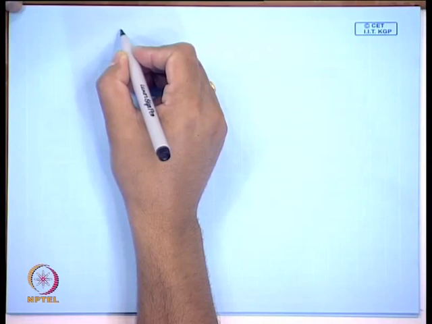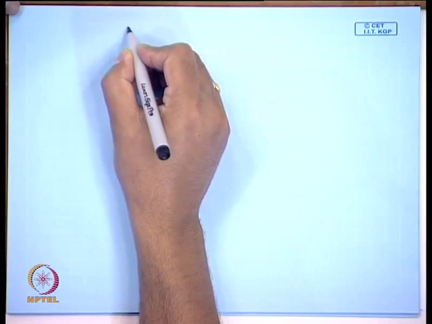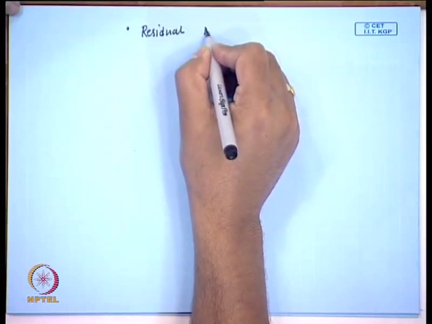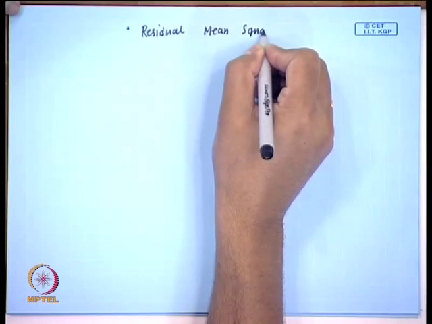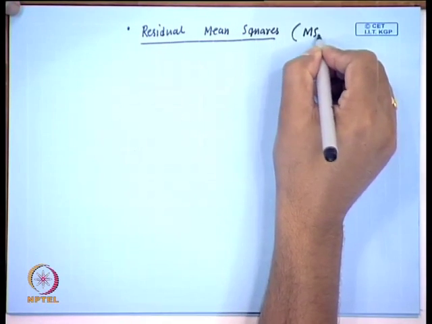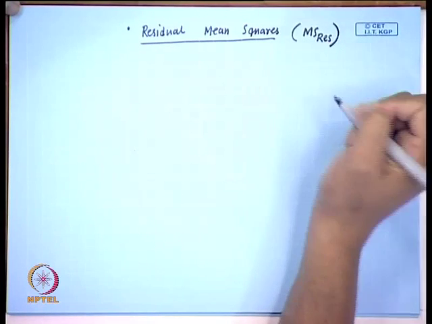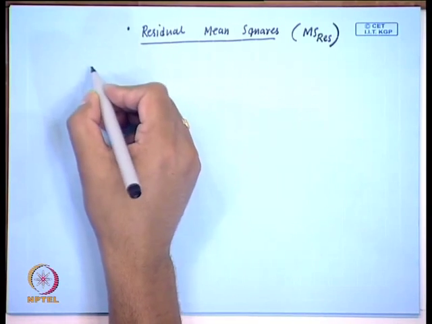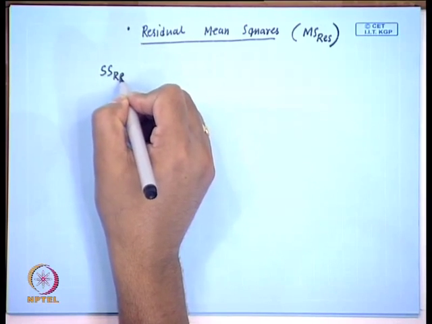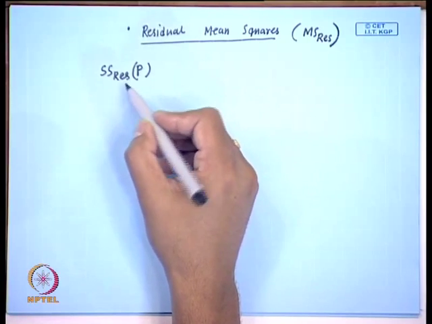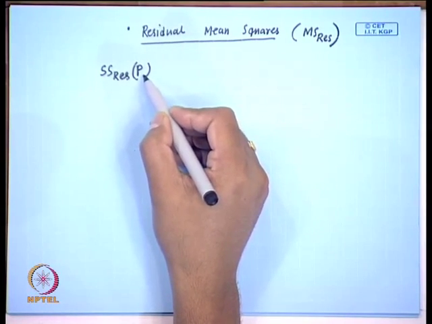Let me talk about the criteria for evaluating the subset regression model. One criterion is residual mean square. We denote it by MS residual. Okay. So, what we observed in the last class is that SS residual p, by this one we mean the residual sum of squares for a model involving p minus 1 regressors.